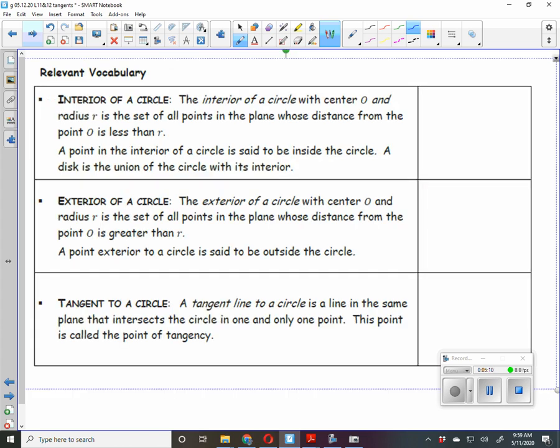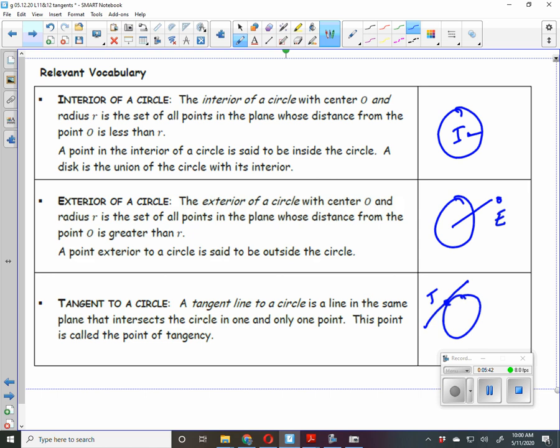Okay, interior of a circle, this is interior. Exterior of a circle, that point's going to be exterior. Tangent to the circle, it's going to be right there. That's going to be on the circle. So you could have lines inside, outside, things like that.